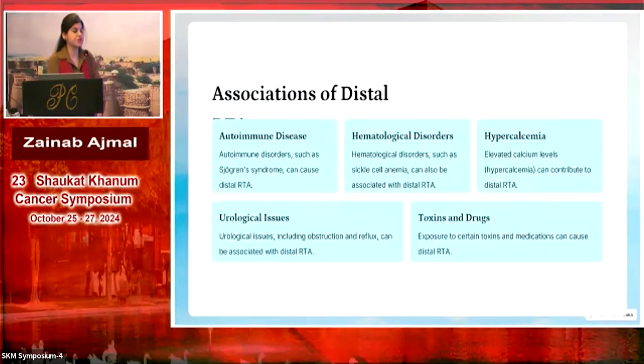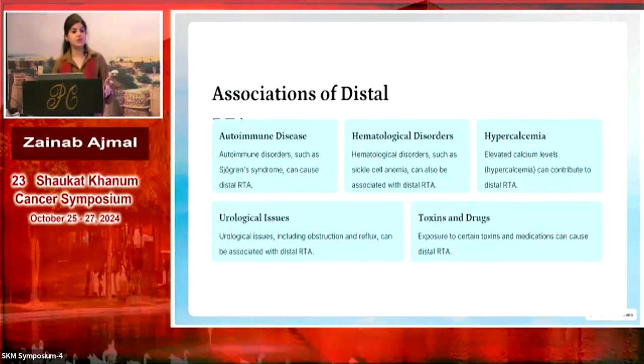So whenever we have a patient with distal renal tubular acidosis, there are many associations that need to be considered for finding the underlying cause of renal tubular acidosis. There are many more, but I would like to touch on the important ones here. So first of all, we always look for the autoimmune conditions like Sjogren's disease, as I mentioned, and systemic lupus erythematosus. Further, there is association with hematological diseases like sickle cell disease, multiple myeloma, and many others. We should also consider hypercalcemia as the primary cause, and urological diseases like obstruction in these cases.